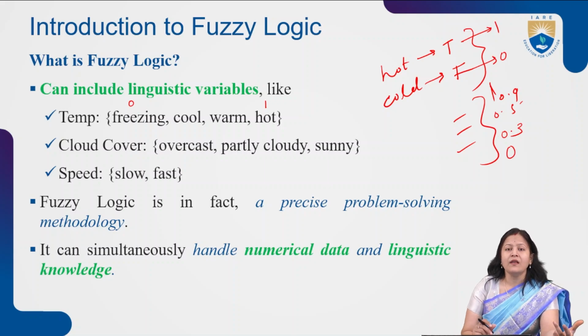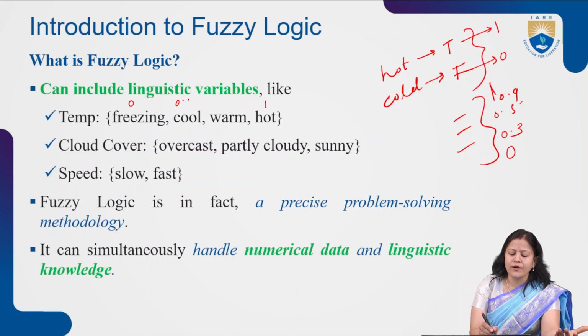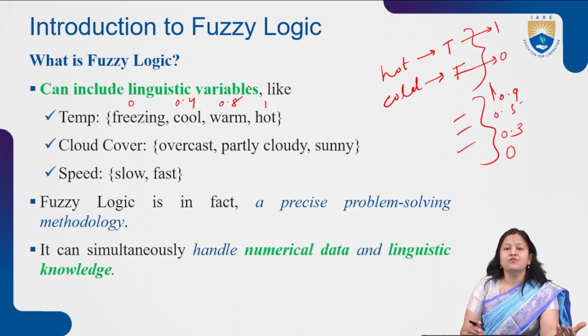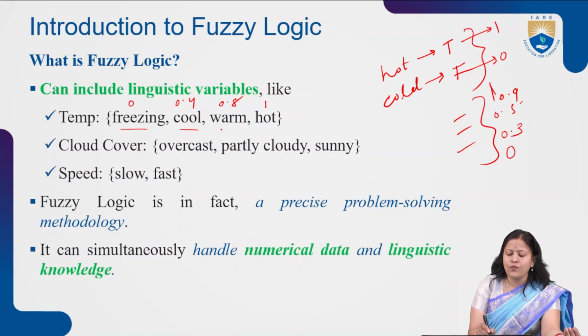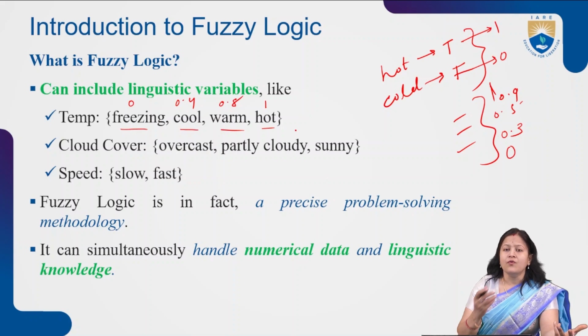Between 1 and 0, 2 more values are there. After freezing it is cool, because the priority of cool is more than freezing. So it would be, for example, 0.4, and for warm we can write 0.8. So like this the values will be assigned by the fuzzy logic for these linguistic variables. Freezing, cool, warm, and hot are the linguistic terms our human brain normally thinks in, but the computer does not understand those terms. So to make the computer understand, fuzzy logic is used, where approximate values are assigned for all the linguistic terms between 0 and 1.